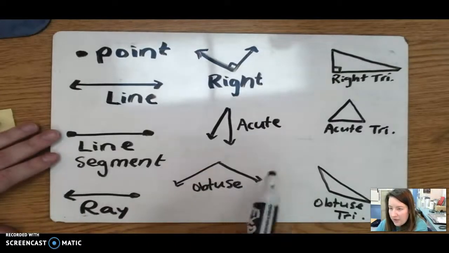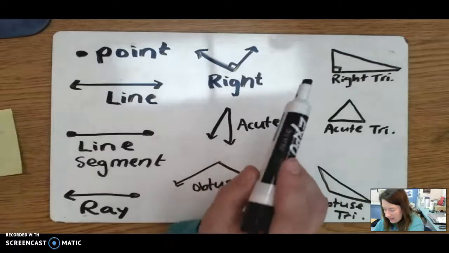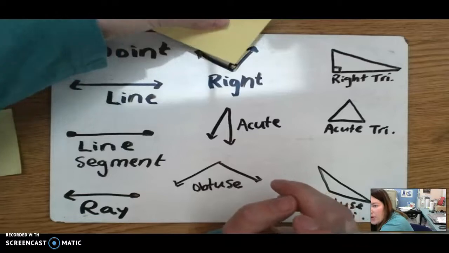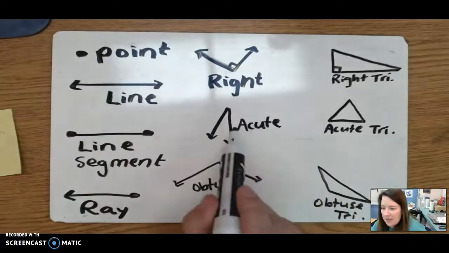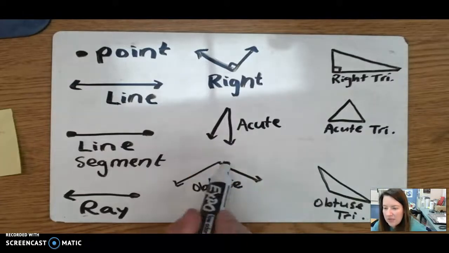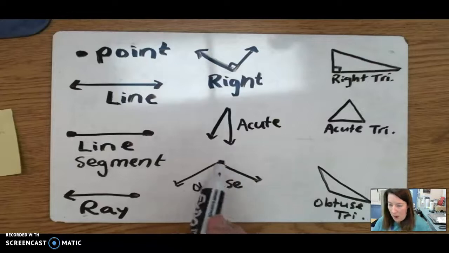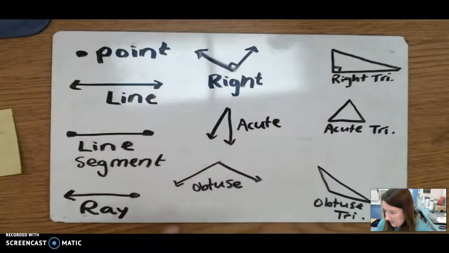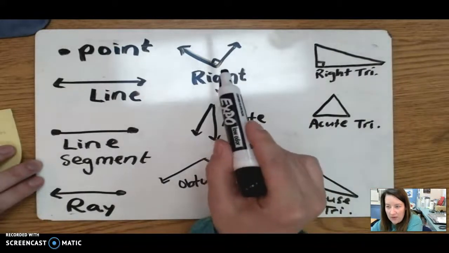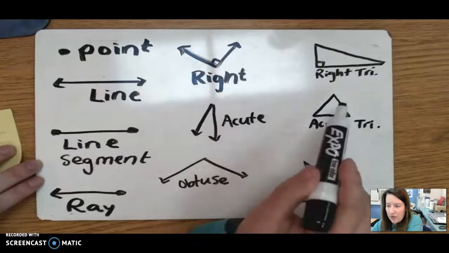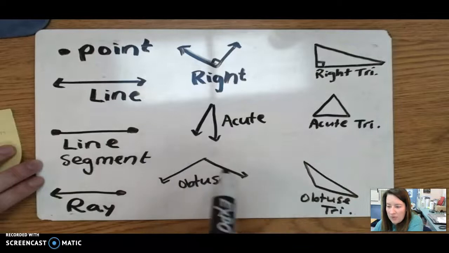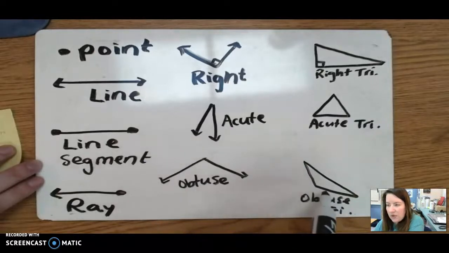And then our angles. So a right angle, remember, is always going to be exactly like the edge of your paper. Right angle is always 90 degrees. An acute angle is less than 90 degrees, and an obtuse angle is larger than 90 degrees. And then with those angles, we have our three different types of triangles. So a right triangle always has a right angle. An acute triangle always has three acute angles. And then an obtuse triangle always has an obtuse angle.